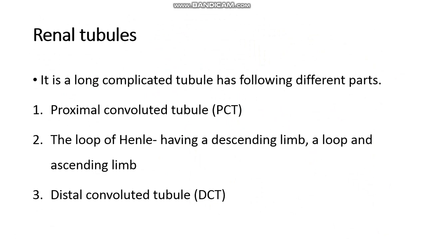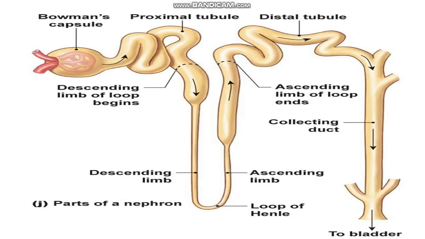parts. Mainly there are three parts, that is the proximal convoluted tubule, then the loop of Henle, which has a descending limb, a loop and an ascending limb. Then the third one, the distal convoluted tubule. So that long elongated complicated tube has three main parts: the proximal convoluted tubule, then the loop of Henle and the distal convoluted tubule. The loop of Henle has a descending limb, a loop and an ascending limb.